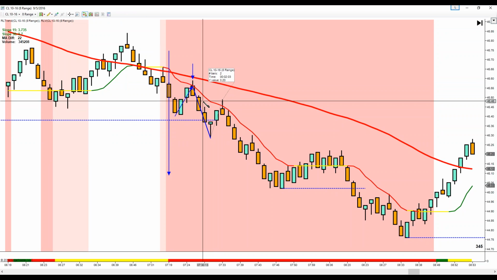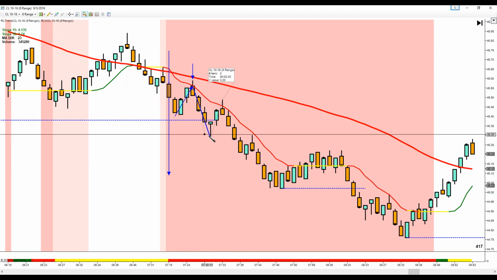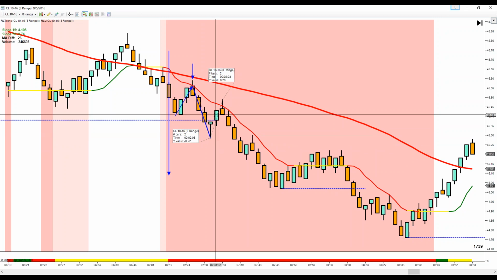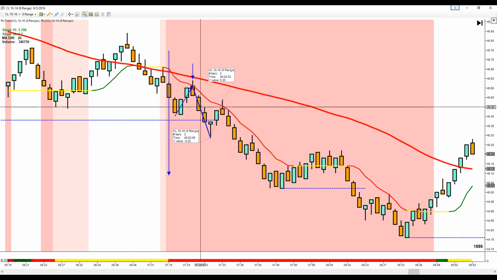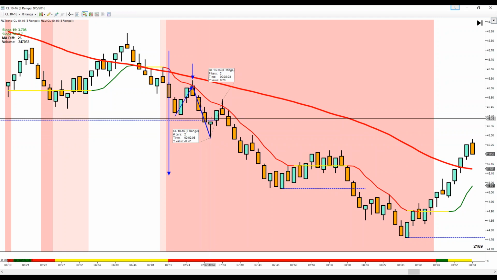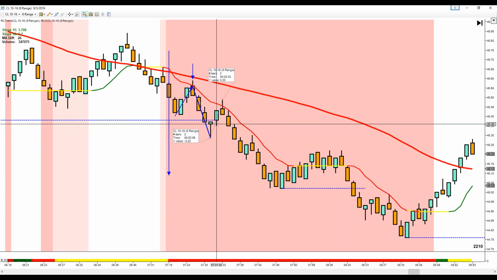Not a big winner, but the key is it goes 22 in your favor. So it's going to come back 15 and stop you out. That gives you 7 and 7. That's a $140 trade. That's 14 ticks, 14 cents, 14 pips, however you want to analyze it.